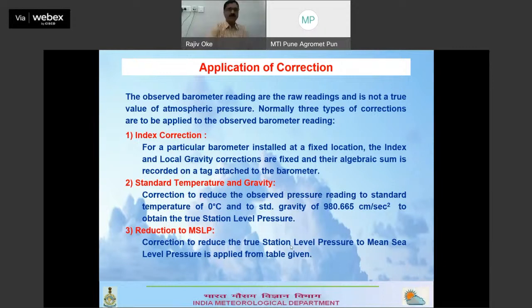A person from the instrument division usually visits the observatory every year to standardize this barometer and all the weather elements instruments. They compare a set of readings with their standard aneroid barometer and take a set of readings, and they give you a certain correction.